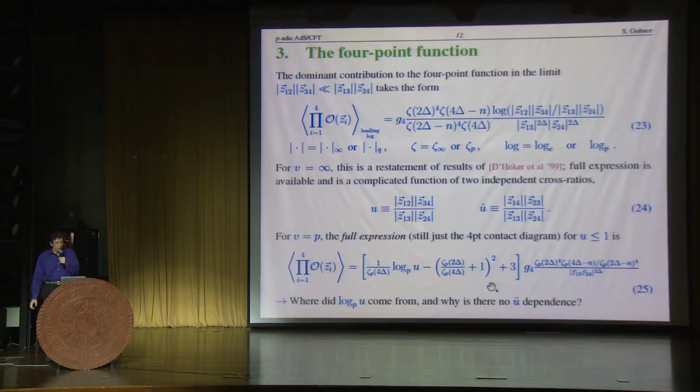I'd like to ask, where did this logarithmic behavior come from in the sense of p-adic numbers in the tree? And why is there no dependence on the other cross ratio that I wrote in equation 24 as u tilde? More often it would be called v, but I was using v for something else.